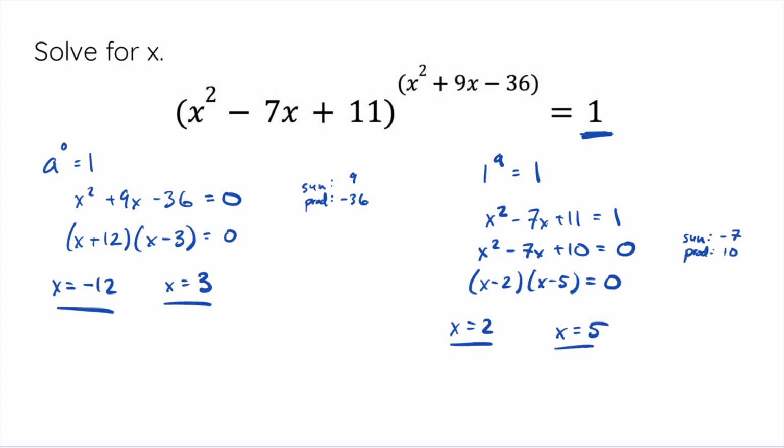So there are four solutions to this equation, four separate solutions: 2, 5, 3, and negative 12.